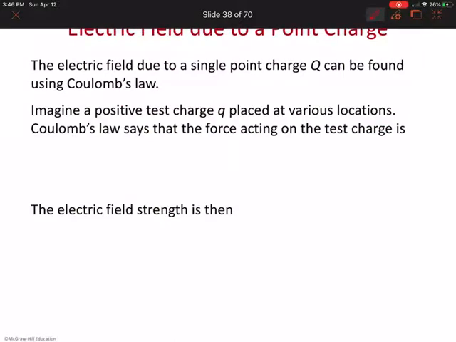Okay, so we are on the move again. All right, so electric field due to a point charge. And so that single little point charge can be found using Coulomb's law. And so just remember that Coulomb's law is K, and then you've got this point charge, which is really just supposed to be this like teeny tiny little charge that you put just to kind of see what the electric field is at that point.